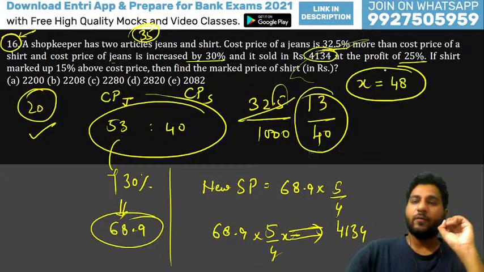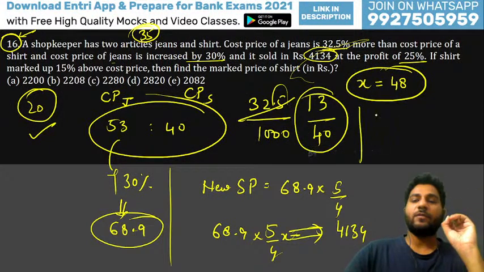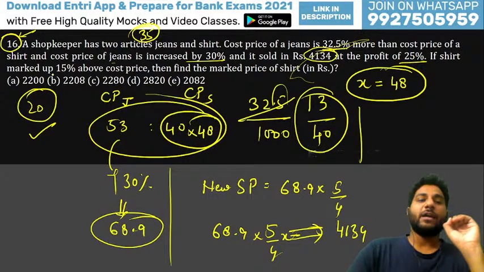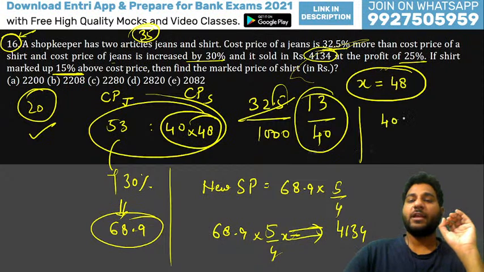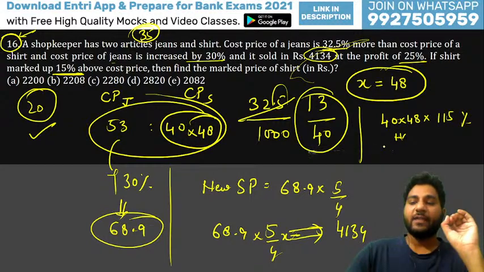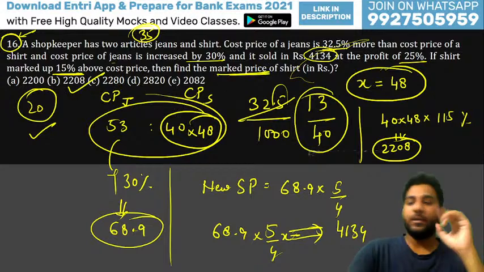Once you have the value of x, you can solve for any value. Look at this, the cost price can be solved, so CP will become 48 into 40. The mark price is 15% above the cost price, so clearly 40 into 48 into 115%, you will get the value as 2208, because they were asking only for the mark price of the shirt. 2208, so option B will be the correct one.